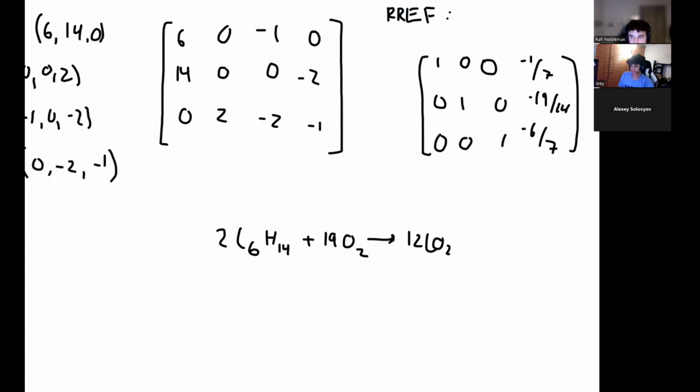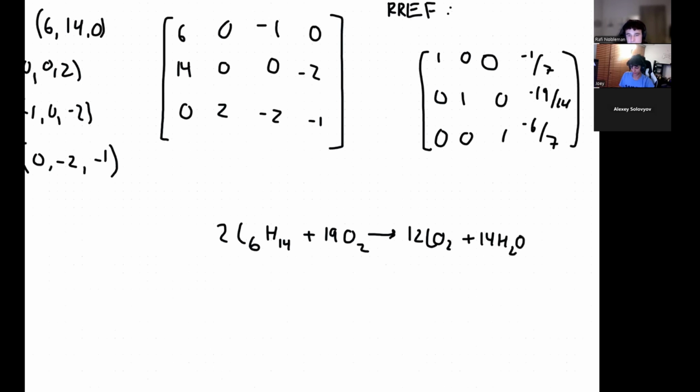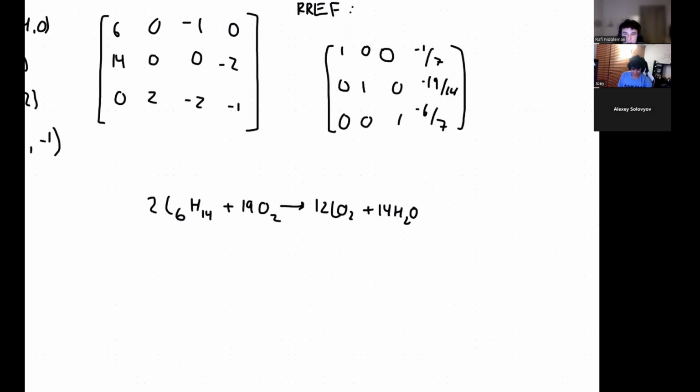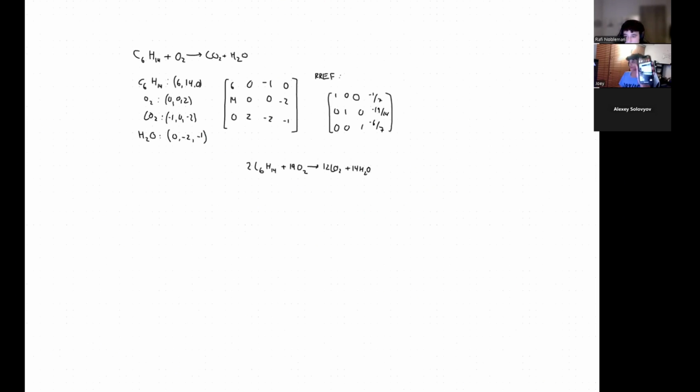19 of this, and then we have 12 CO2, and then 14 H2O, like that. So this is our final balanced equation using the linear algebra.